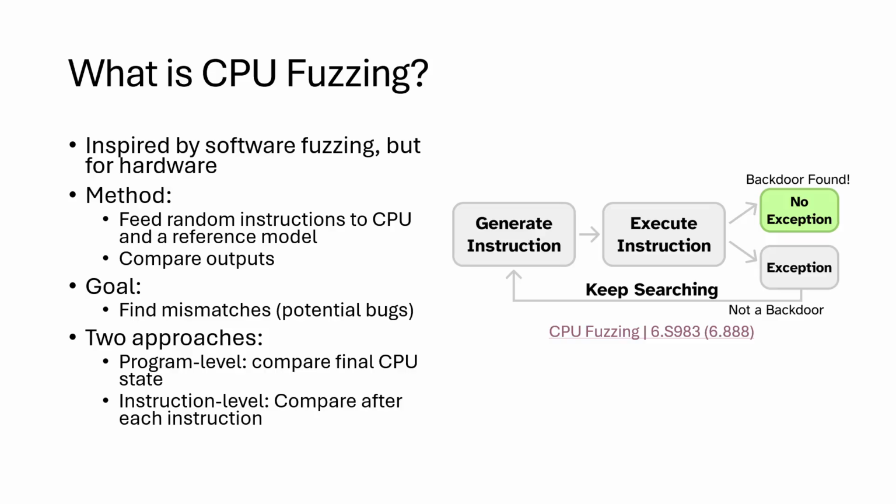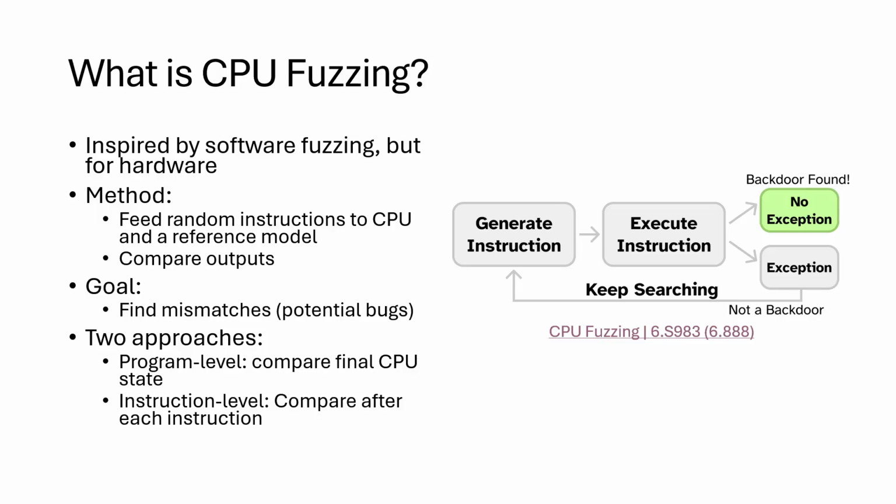Now, there are two high-level approaches to this. You have program-level comparison, where you run an entire program, and then you compare the last and final CPU state after running the whole program. You compare this to your simulator and check whether these two are the same. This is beneficial because it's very fast. You don't have to look at each instruction one at a time, and you can just run the whole program at once and then check whether the output is correct. But then again, it's very coarse, and you could miss a certain bug that happens somewhere in the middle of the program, but doesn't appear in the final output.